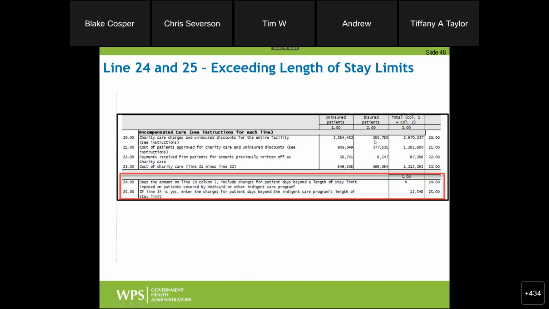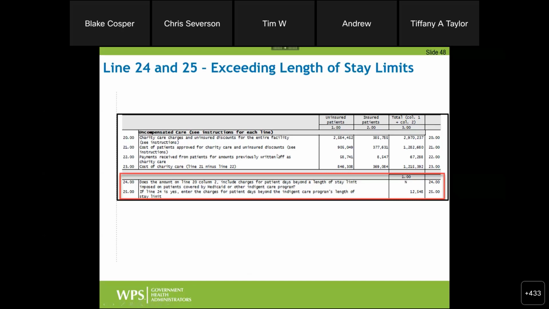Now, for the cost report to work right, because normally it does not multiply that by any cost to charge ratio, they built in this line 25 to tell the system how much of line 20, column 2 is a charge-based item. So this $12,548 should be part of this $385,000. And this tells the system how much to multiply by the cost to charge ratio.